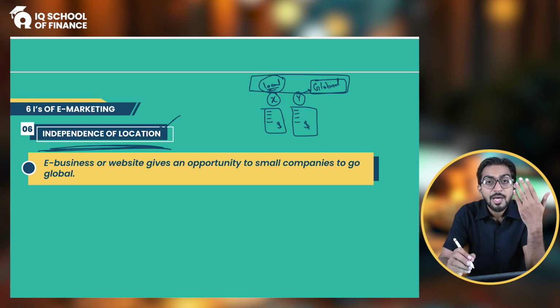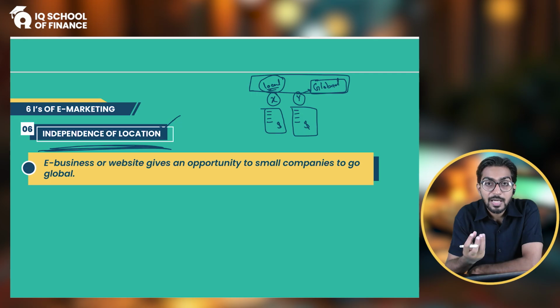In e-marketing, you get independence from your location, and you can reach out to many customers while staying at the single location. So these were the 6 sides of e-marketing. I hope that I was able to explain each of them with comprehensive examples.